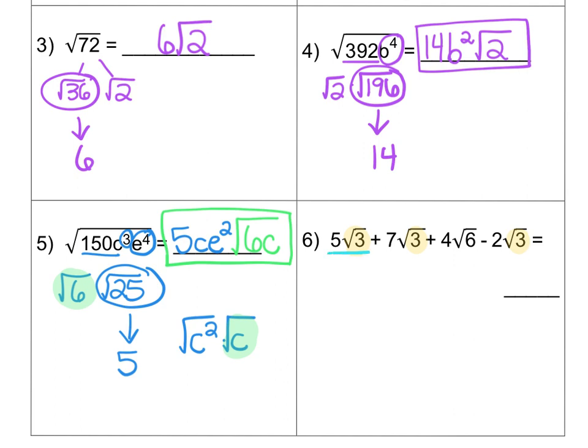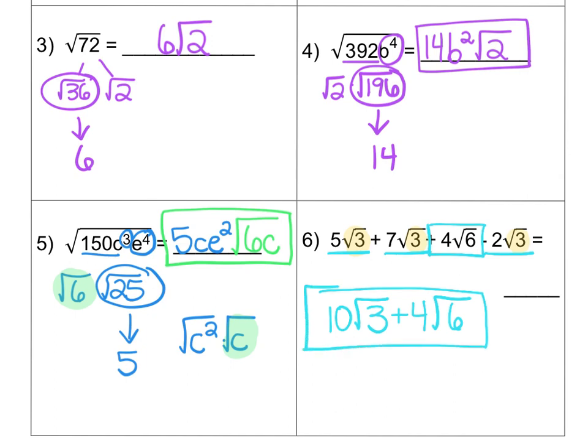So I've got 5 square root of 3 plus 7 square root of 3. That would be 12 square root of 3 minus 2 square root of 3. So 12 minus 2 is going to leave me with 10 times square root of 3. I have nothing to combine this plus 4 square root of 6 with, so I'm just going to add that to the end of my simplified answer. There's nothing else I can do with that.